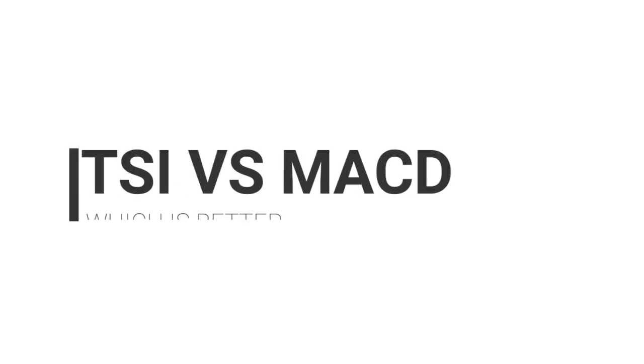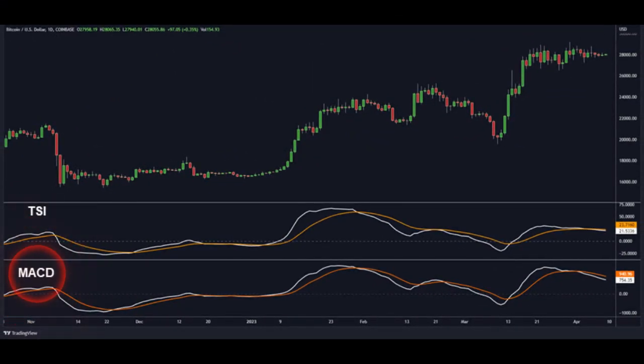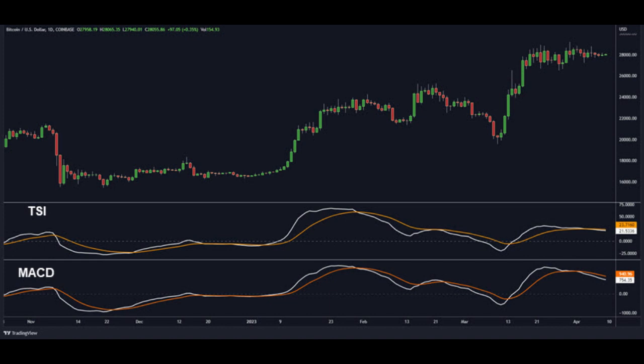Another popular indicator is the MACD. So let's compare both the TSI and the MACD to see which one is best. Now the MACD is a widely used momentum indicator. It just calculates the difference between two exponential moving averages of a price. So the MACD will help you identify price trend, trend reversals, bullish or bearish market conditions, and potential entry or exit points. Now, both indicators are pretty valuable to analyze market trends and momentum, but there are some differences.